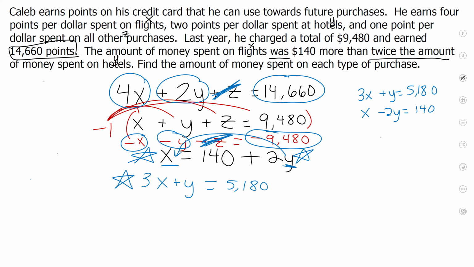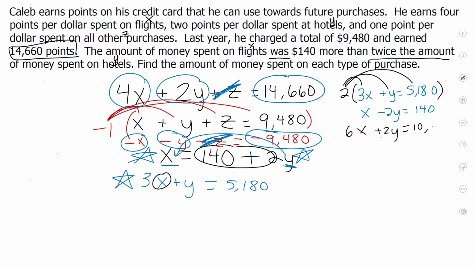Okay, now my variables are aligned. What would you guys like to do? Multiply this top one by 2. Good. Also, for those of you guys who prefer substitution, you can also just put this right here if you like substitution. Anyway, let's continue. 2 times 3 is 6X. 2 times Y is 2Y. What is this? 2 times 5,180. 10,360? Okay. Yay, these canceled.